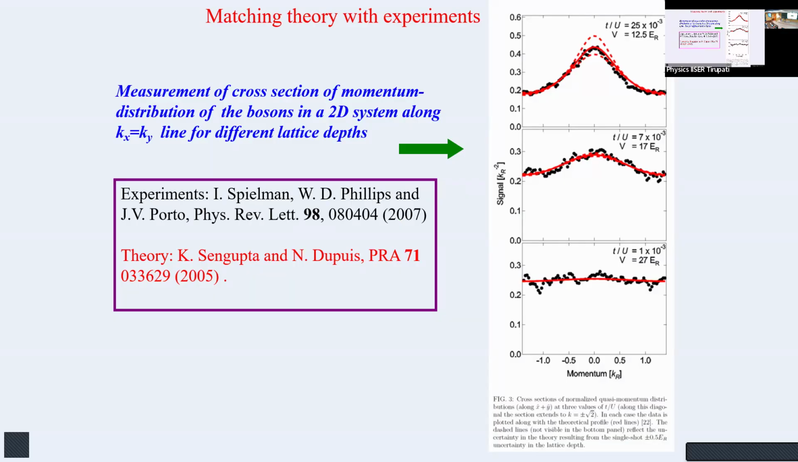Yeah. So you see, this is sort of a momentum cut. So where is this? This is deep in, where V is 27 times the recoil energy. So you are really, really deep inside, and you see it's pretty much flat. These black dots are the experiments, and the red thing is the theory.